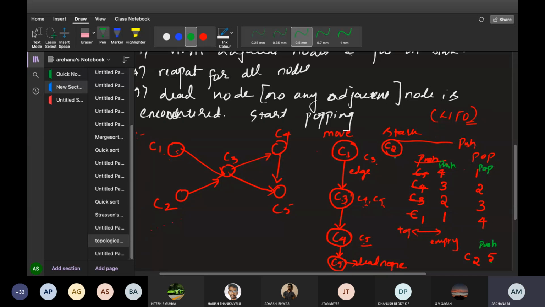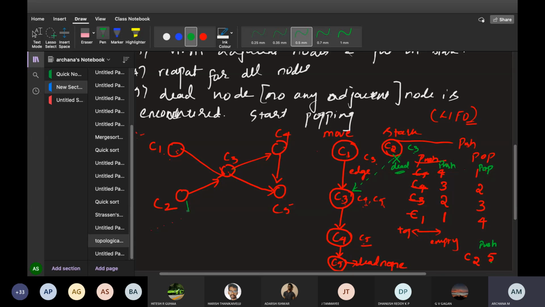I have pushed C2. Now, which node is adjacent to C2? C3. Now write it here. C3 is the adjacent node for C2. Has C3 already been visited? You have to check that. Yes, C2 has an edge to C3, but C3 is already visited. So you can stop here itself, because now C2 has become a dead node for me. Already C3 is visited, and from C3, C4 and C5, all these nodes are already visited.